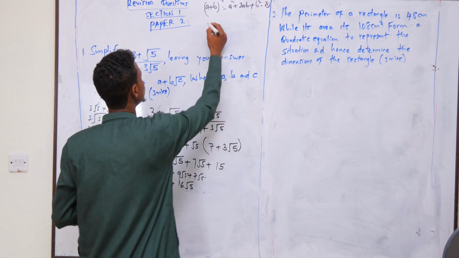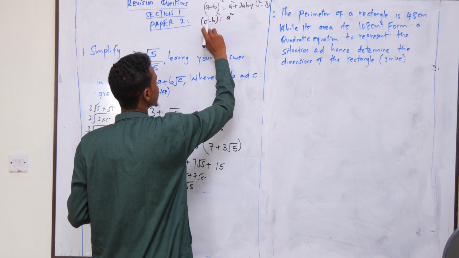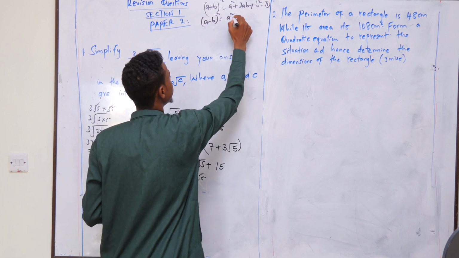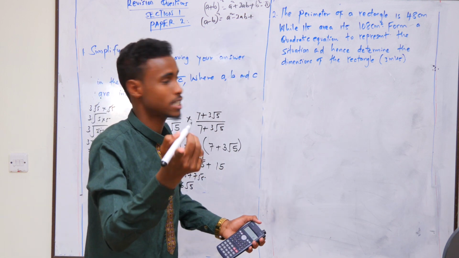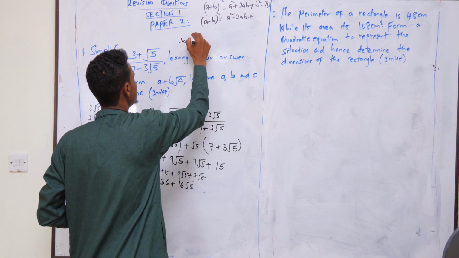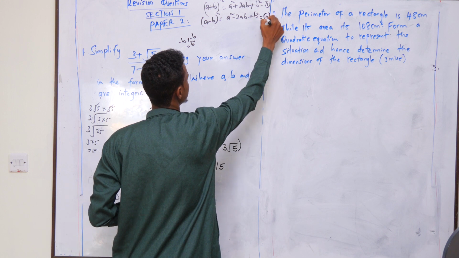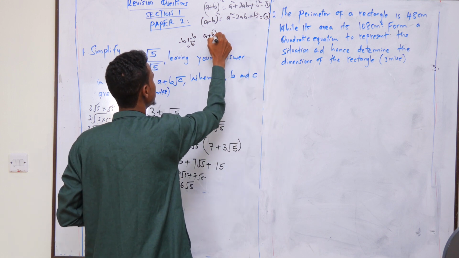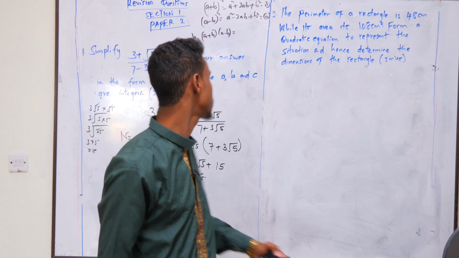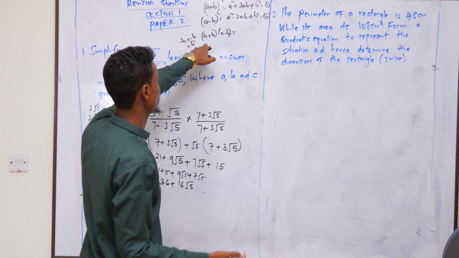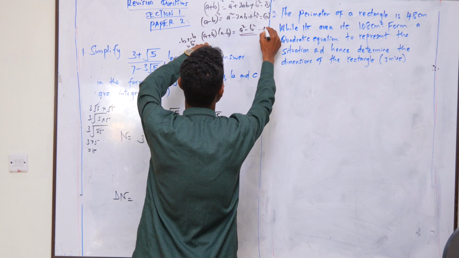Quadratic identity number 2 is a minus b squared, which is a squared minus 2ab plus b squared, since minus b times minus b is plus b squared. Quadratic identity number 3 is a plus b into bracket a minus b. This one is very simple: you take the difference of their squares, which is a squared minus b squared.